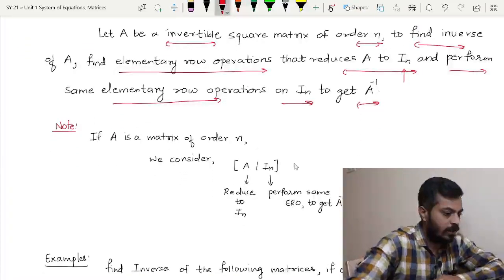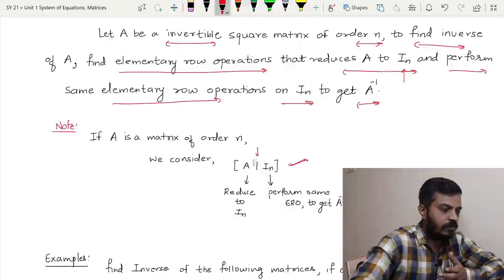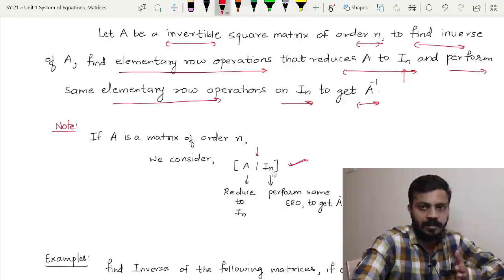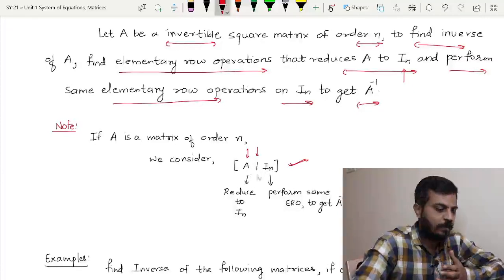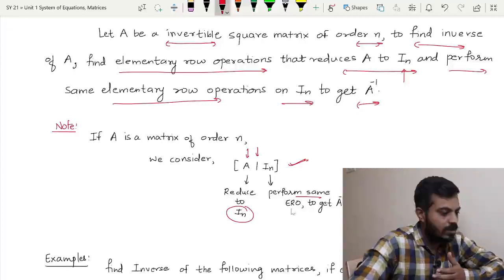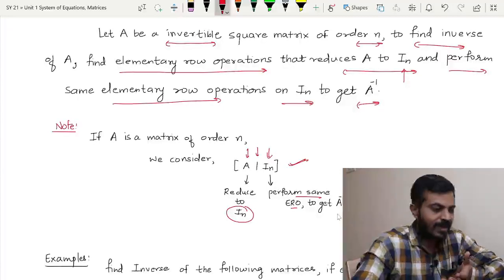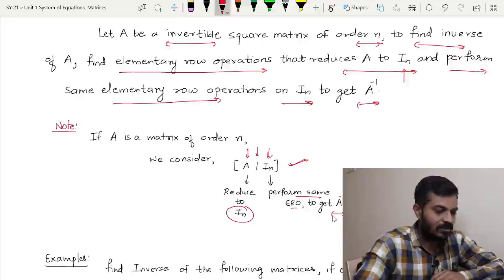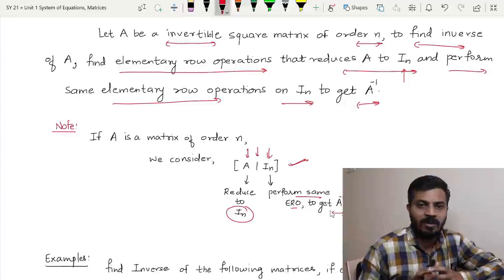That is exactly what I have written here. So we will consider such a matrix, and I will draw one vertical line that separates A and the identity matrix. I will perform elementary row operations on this A and reduce it to In, and then we will perform the same elementary row operations on this In, and reduce it to a matrix, and that matrix will be nothing but what? A inverse.